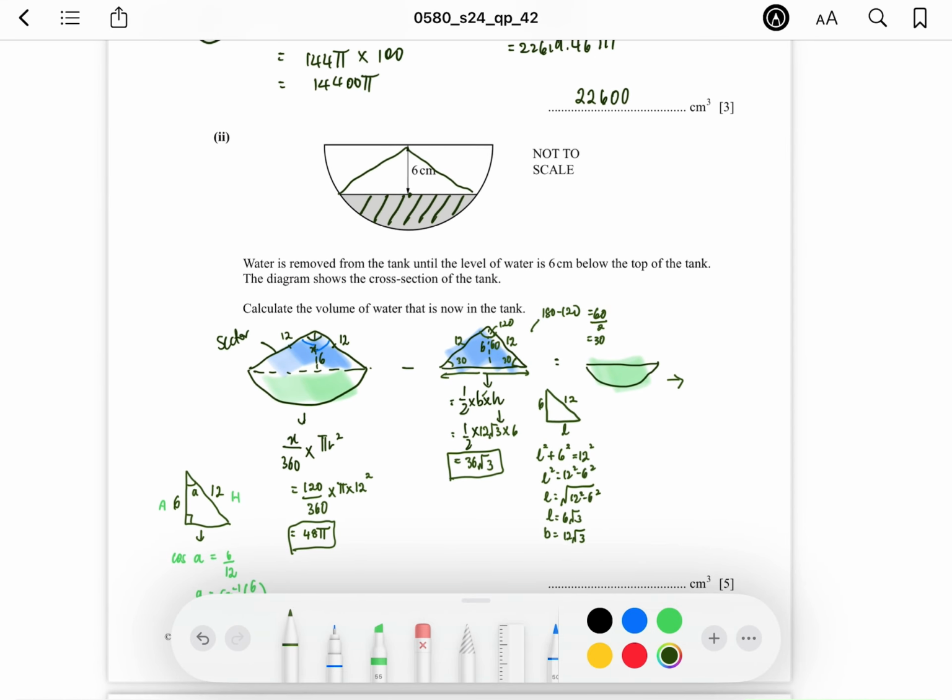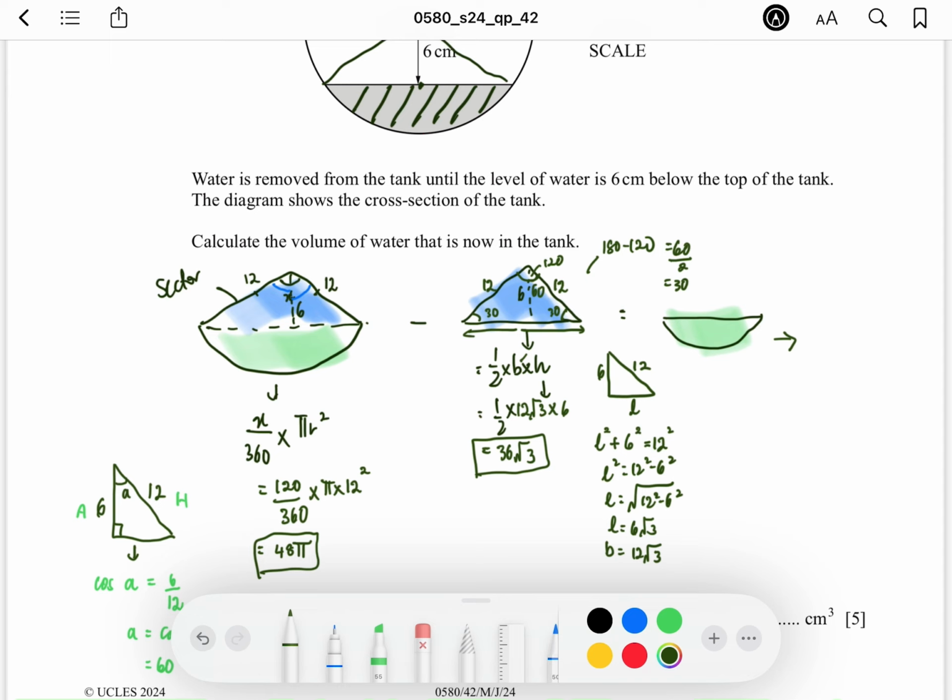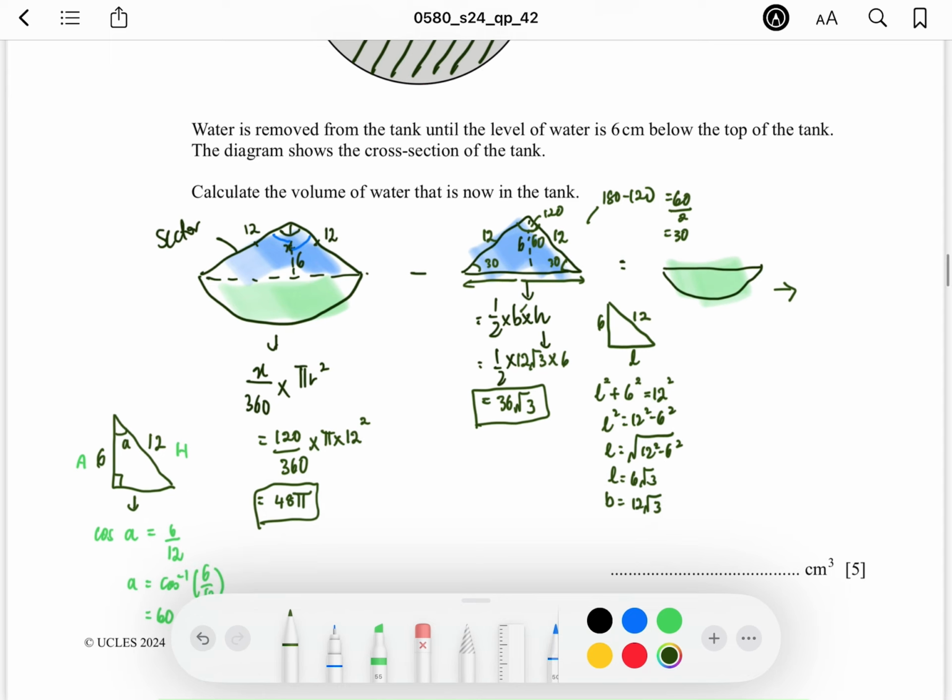Yes. What do we do? To find the green one.